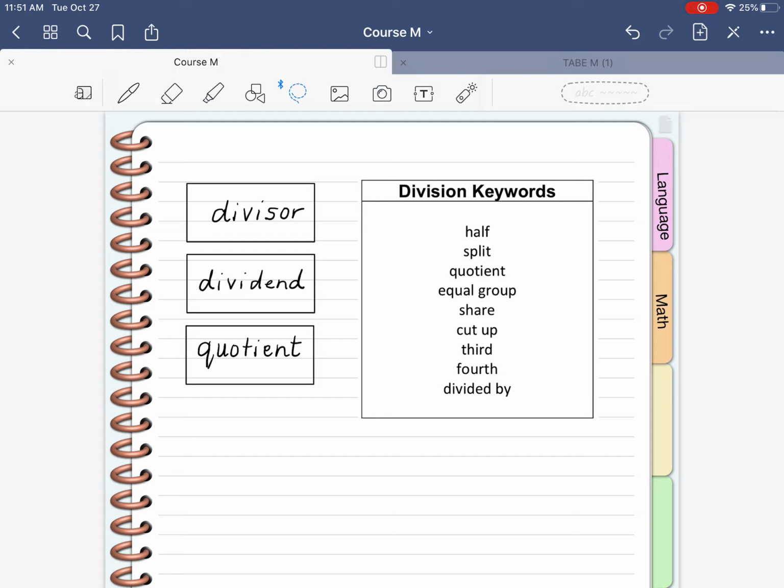And for this lesson, if you have the math toolkit, you need these three flashcards and item 6 of your memory pieces. The flashcards are divisor, dividend, and quotient. And then the memory piece is the division keywords. If you don't have the toolkit, that's okay. You can just write these down however you want to do them. You can get the toolkits from your instructor.